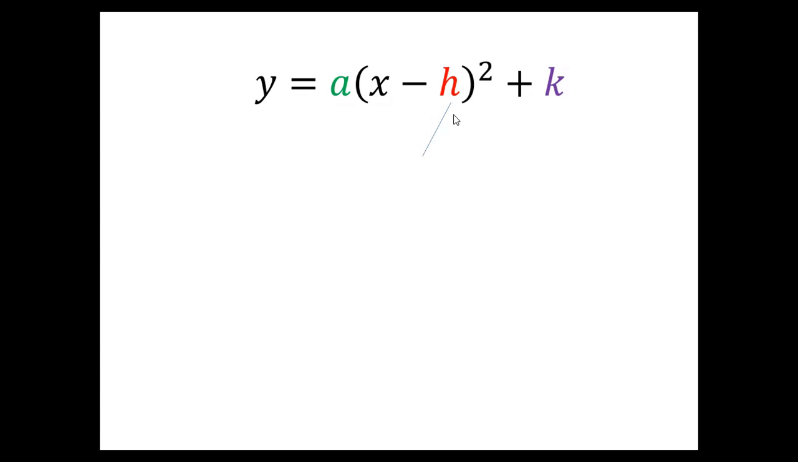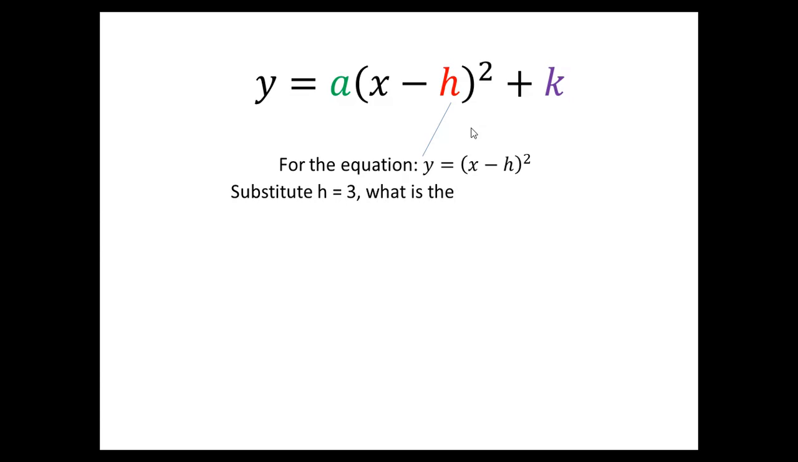that it isn't. So, let's consider this equation. Y is equal to x minus h. I've just taken this chunk of the equation. Now imagine I needed to substitute h is equal to 3. What would the equation look like?